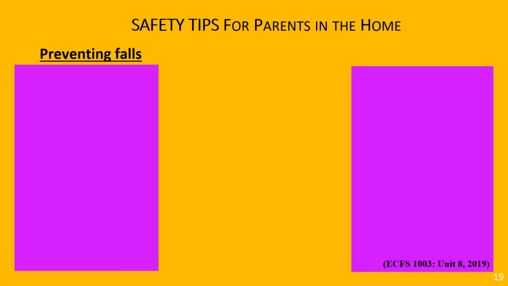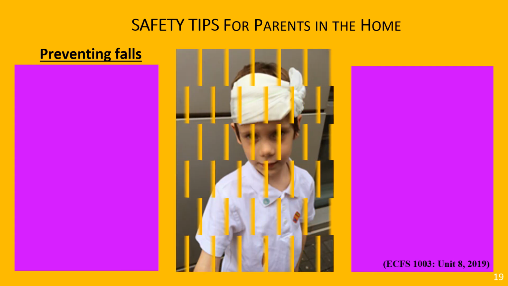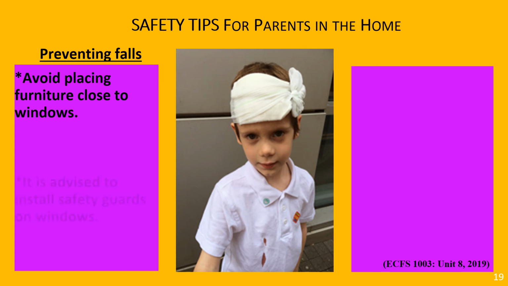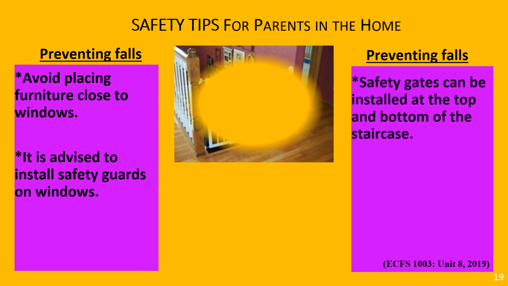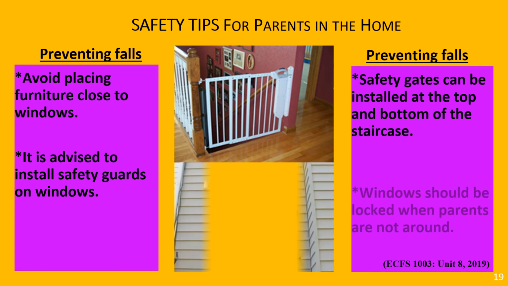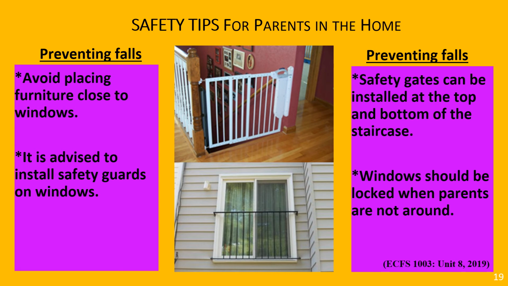Preventing falls. Your child can be seriously injured by a fall in the home. Parents, to prevent falls, always avoid placing furniture close to windows so that children cannot climb up, hang out, and fall and hurt themselves seriously. It is advised for you to put safety bars at your windows and at your staircase so that your child won't get hurt. Windows should be locked when parents are not around.